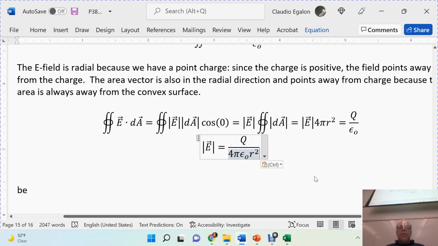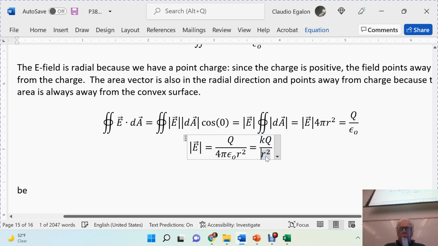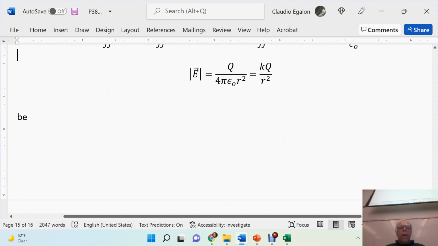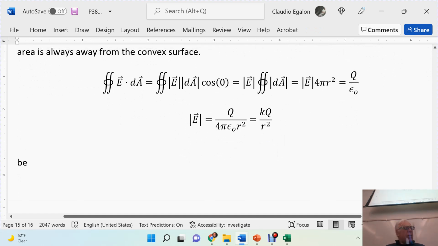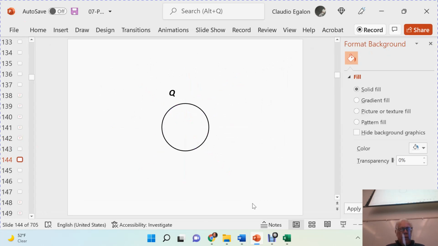So what you have right in here, don't forget 4 pi epsilon naught is k. 1 divided by 4 pi epsilon naught is k. So kQ over r squared. That's one example. We have 10 more minutes to go. Let's look at another example. Let's see what's another example we can have here.